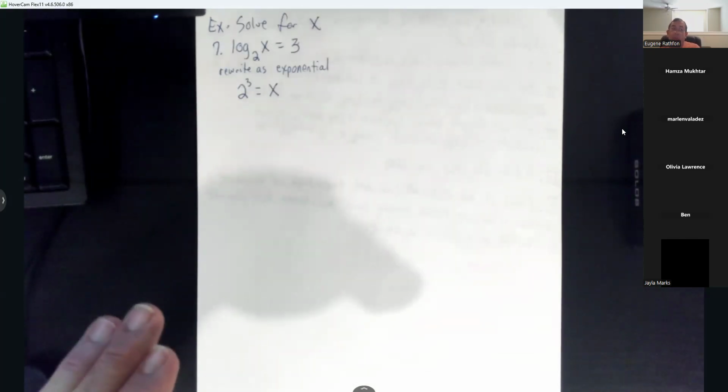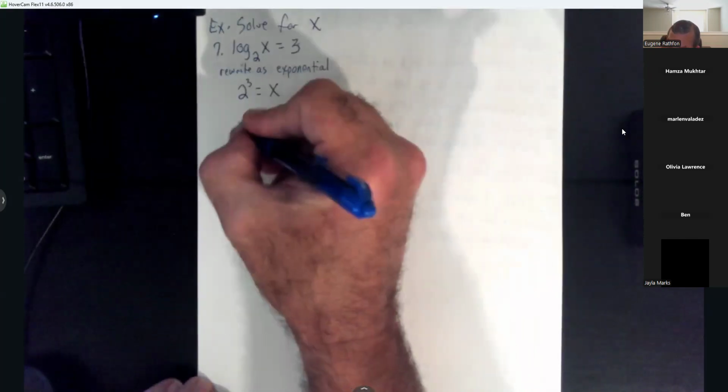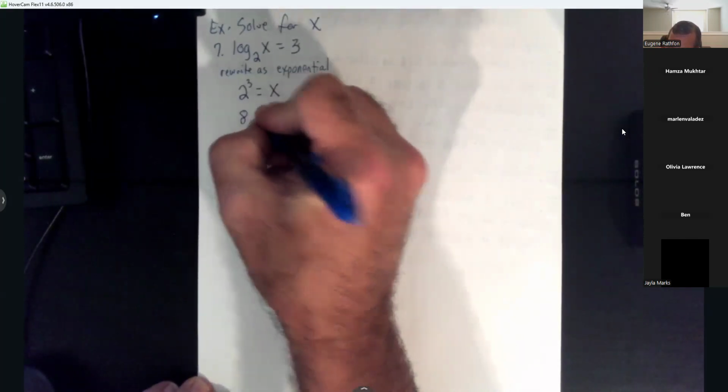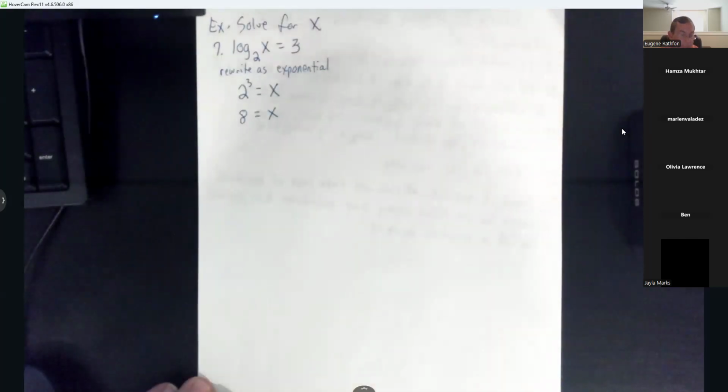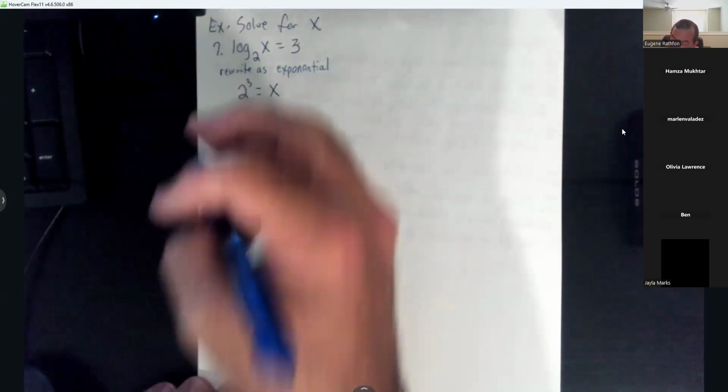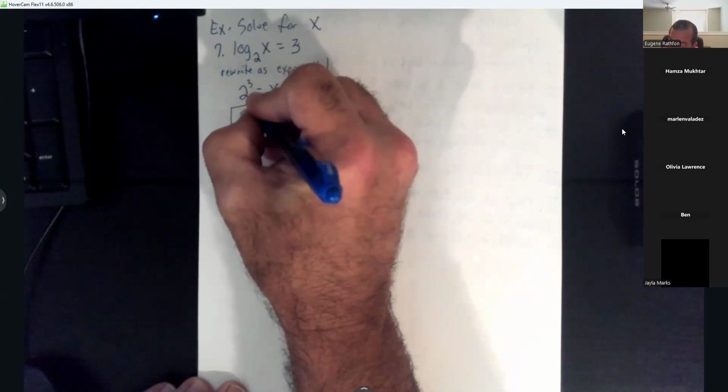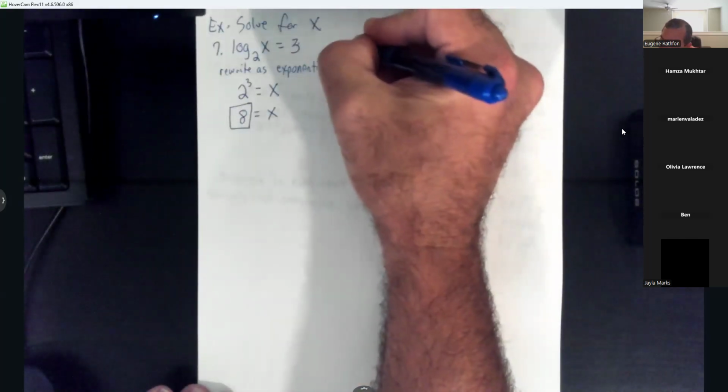So y'all, all we got to do is figure out what 2 to the third power is. So that's going to be what? 2 times 2 times 2. So I get 8 equal to my x. So if you can get them into exponential, they can start going pretty quick for you, okay?